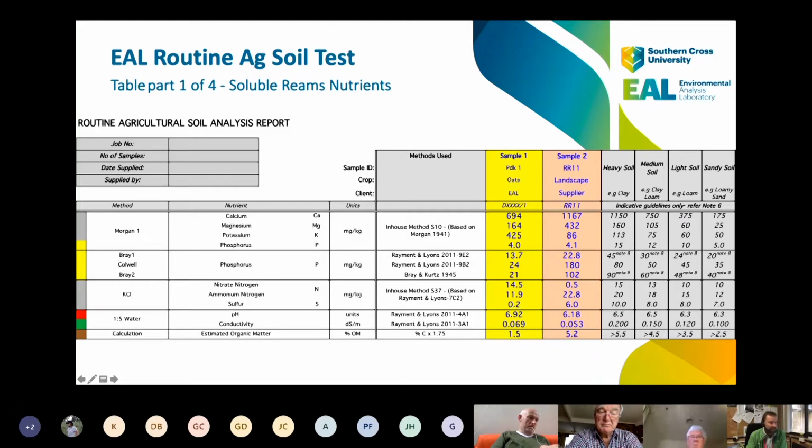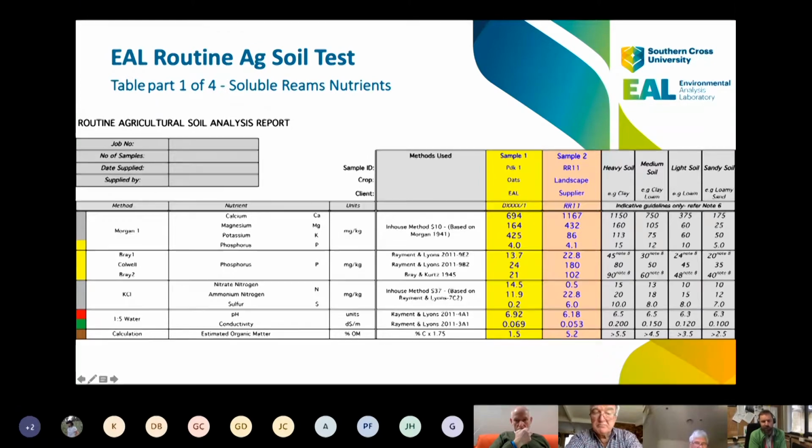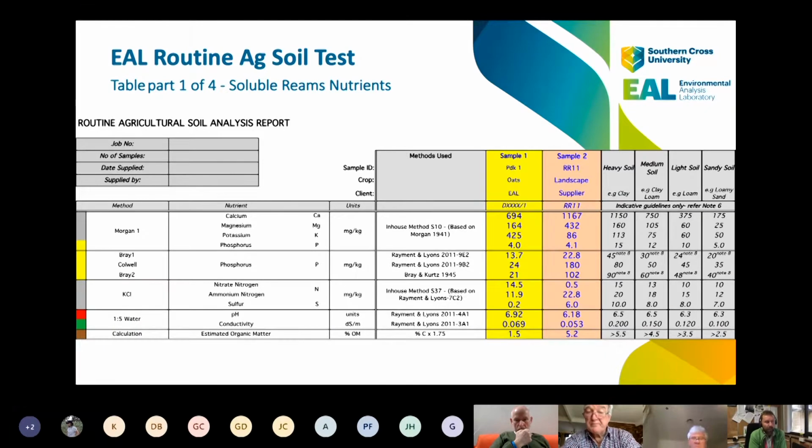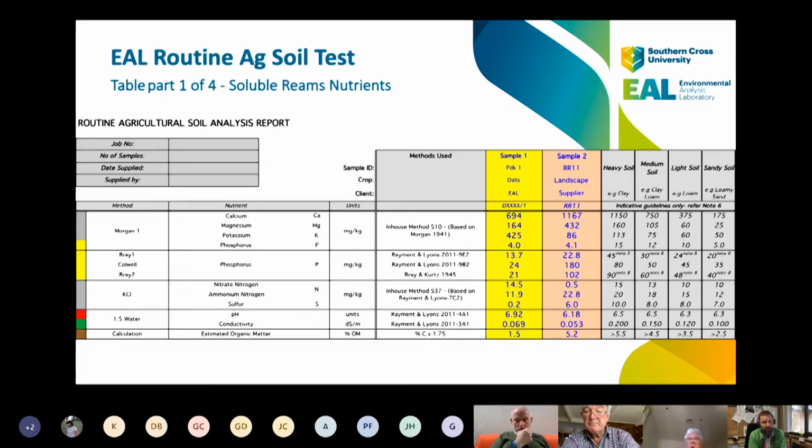Before I go there, estimated organic matter. Like I said, it's a calculation, and we have the methods in there. We have a lot of information on our reports, and that's why I probably need to do these more regularly. Your organic matter is your percent carbon times 1.75. Then you can see here your oats has 1.5% organic matter. Your landscape soil, which obviously had a lot of organic matter, is 5.2.